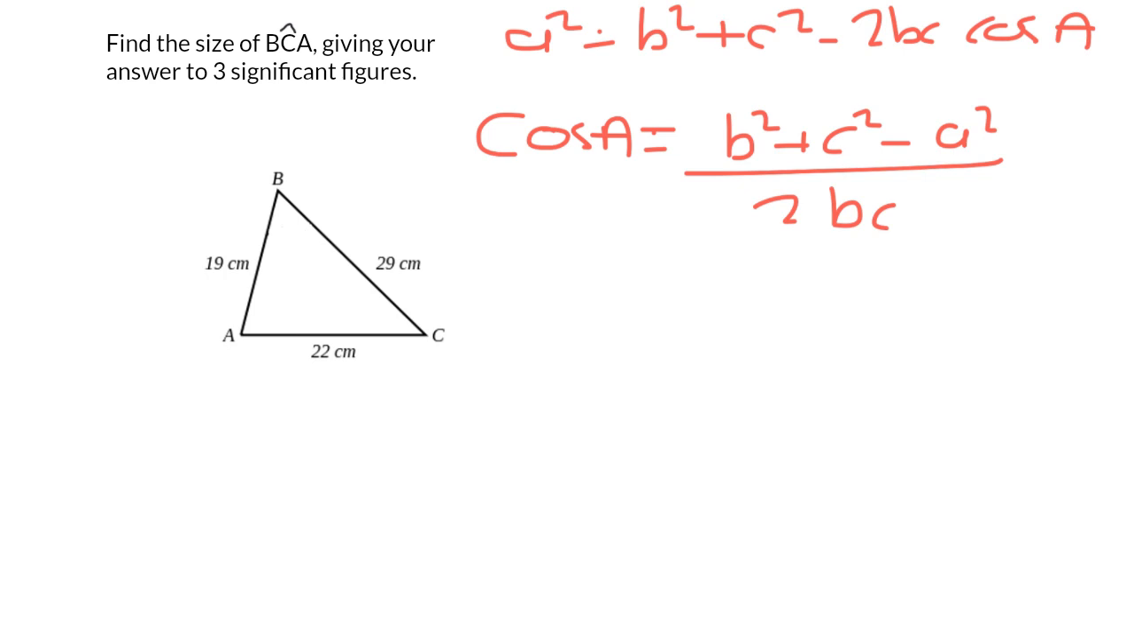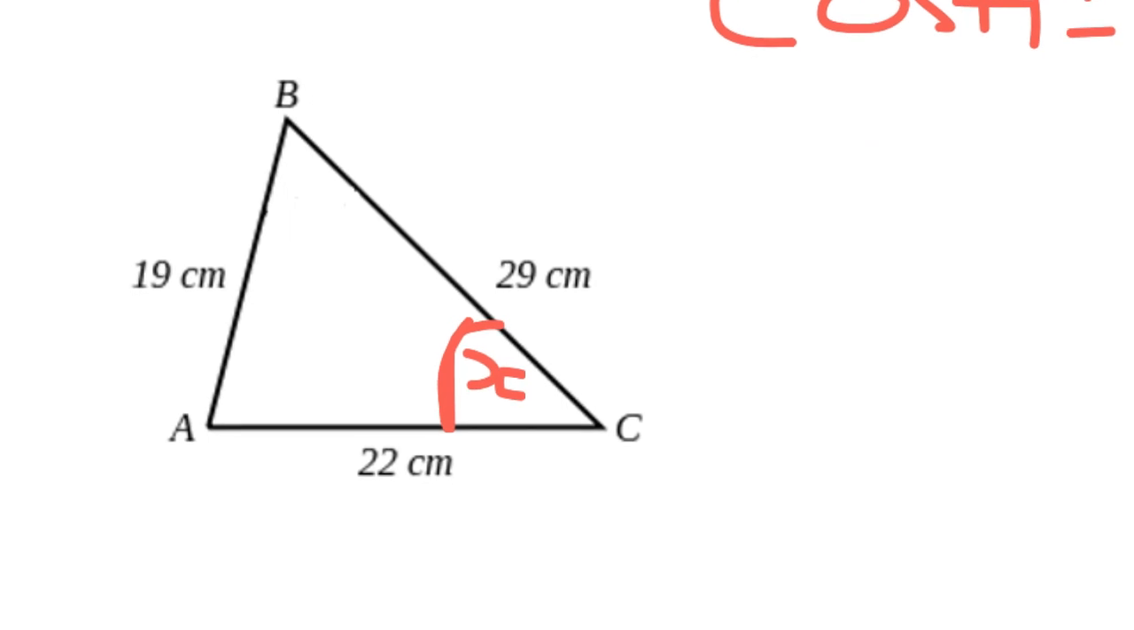So, cos A is the angle that we're looking for. However, we're told in the question that we're looking for BCA. So this is our angle here. Now, because I'm looking for this angle, to make it simpler, I'm going to change my A's, B's and C's around. So this is going to be capital A, as that's where the angle is. So I'll make this capital C, and then label the sides accordingly.